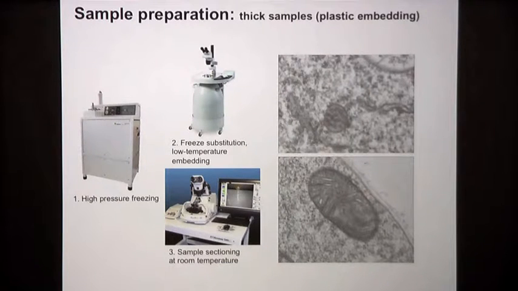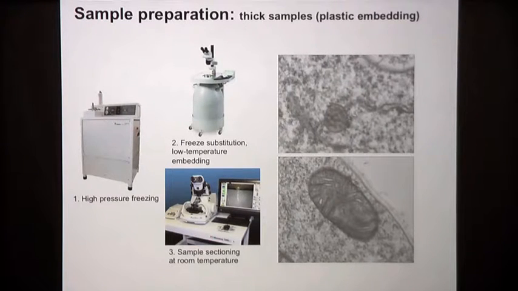At these pressures, the water around the sample does not become crystalline, doesn't make crystalline ice. The sample is preserved in vitreous ice. Then at low temperatures, the solvent in the sample, which is water, is substituted for an organic solvent, followed by low temperature embedding into a resin such as Lowicryl or Epon, and then thawed to room temperature.